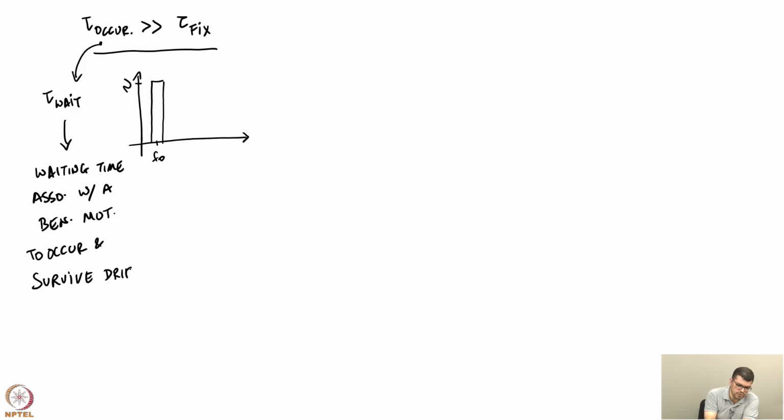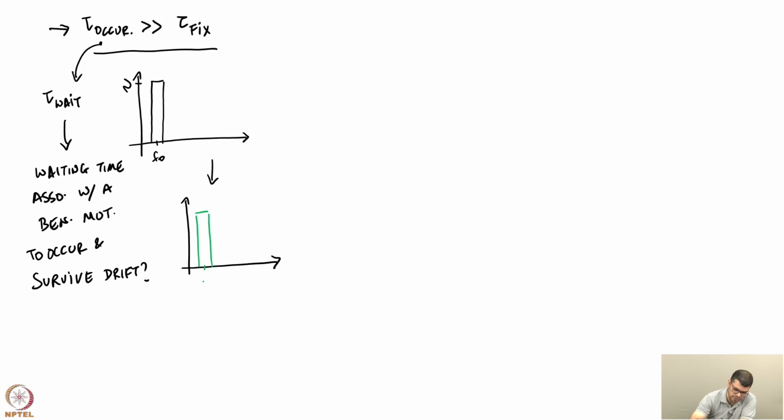How long do I have to wait for these processes to occur? In the regime that we are discussing here, tau occurrence is much bigger as compared to tau fixation. What that means is that I have to wait a really long time before a beneficial mutation can occur which is able to survive drift. So, I am waiting, and then eventually this beneficial mutation will occur, and as a result the picture looks like this.